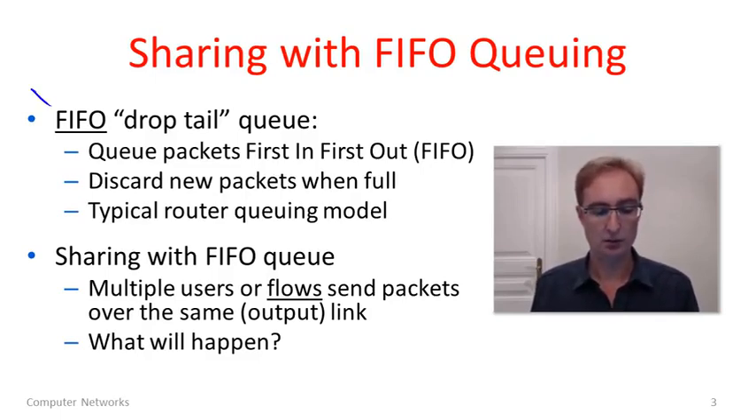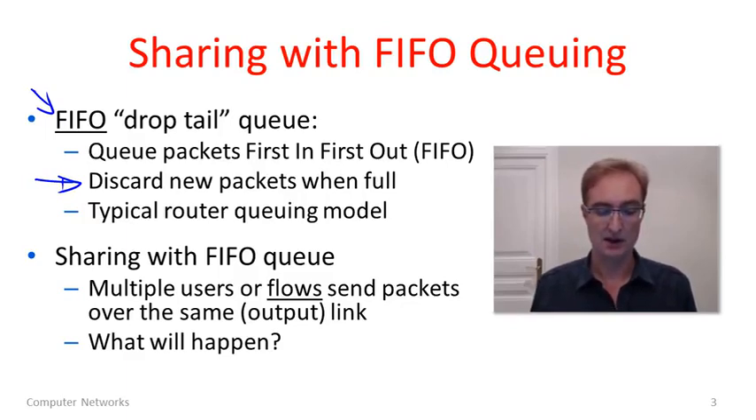With FIFO drop-tail queuing, packets are queued in first come, first out order, first come, first serve, it's sometimes said. It's essentially a regular queue, as you and I know. The queue also has a rule that new packets are discarded when the queue is full. You could discard the oldest packets in the queue or something like that. But typically what's done is that you discard the newly arriving packet when the queue is full. And this is the typical queuing model or scheduler which is implemented in routers today and widely used in the internet.